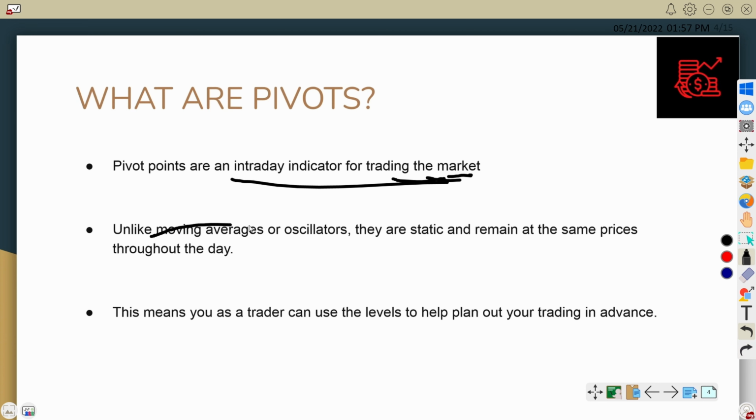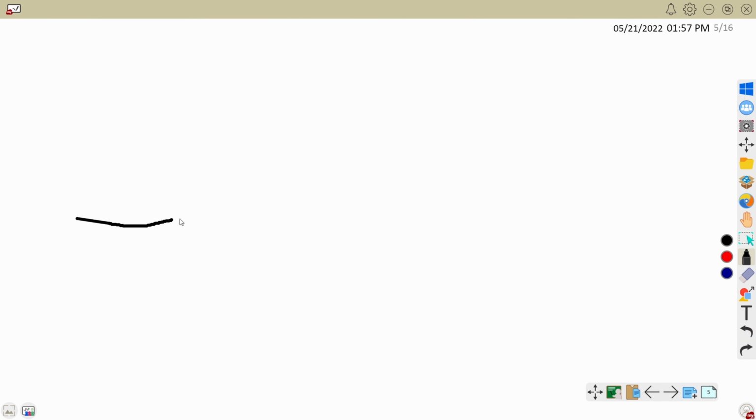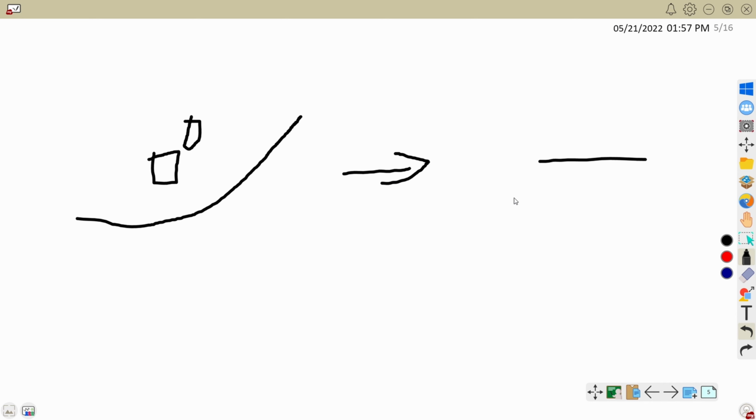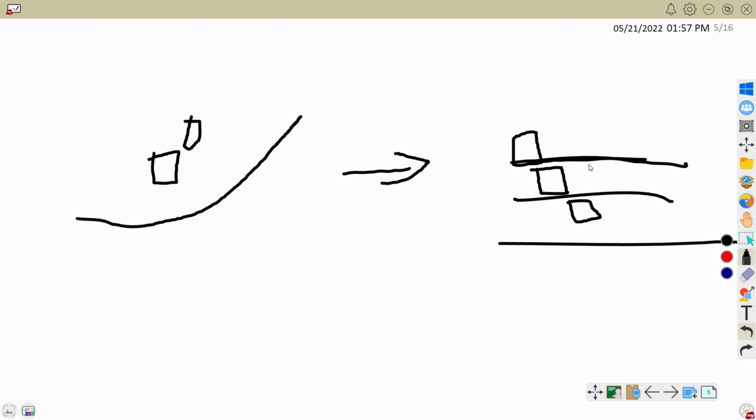Unlike moving averages and oscillators, they are static. They remain at the same point. If you look at, let's say, a moving average, the moving average moves with the candles in the market. But if you're looking at pivots, you'll find a stagnant pivot. Wherever the market moves, you're getting a static pivot. So the pivots won't change with the market.